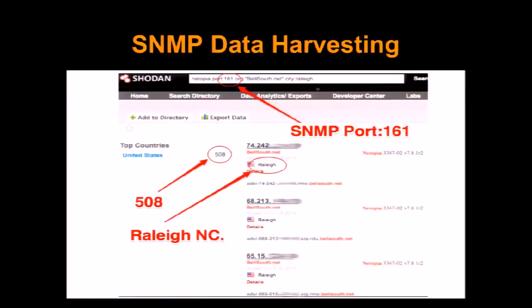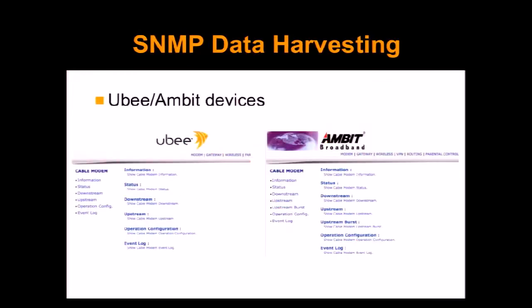Does anyone live in Raleigh? Do you happen to have a Netopia device at home? We decided to run a Shodan search, narrowing it down to a single ISP for Netopia devices with SNMP exposed to the internet. And we found a little over 500 devices. Now, it's important to note that some ISPs are good about this. They're locking down SNMP on the internet side, but not all of them are, obviously. I'm going to turn it over to Deral to demonstrate the UBI and Ambit devices.